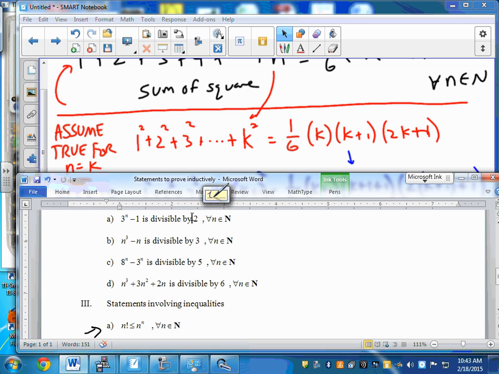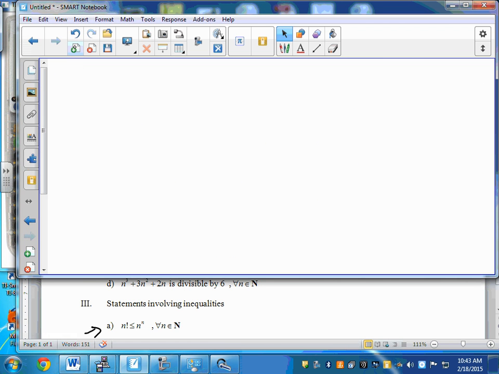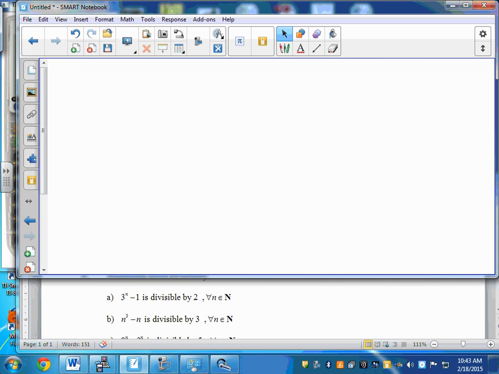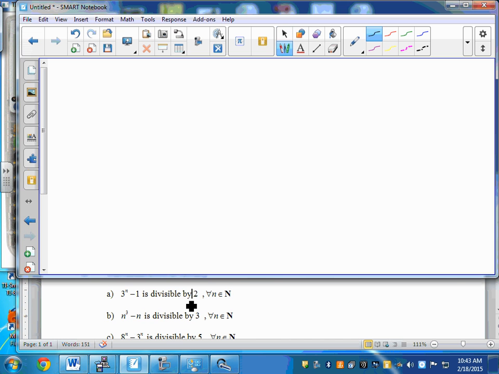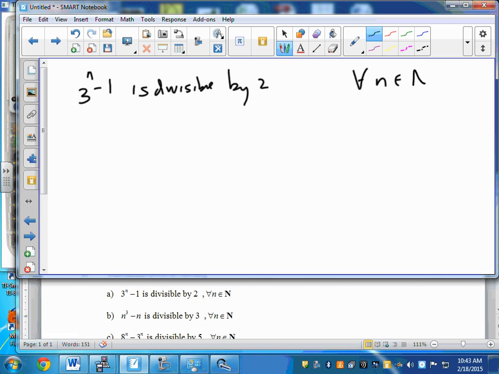Let's try the second step for a divisibility proof. Let's suppose we were going to show this first one, 3 to the n minus 1 is divisible by 2. And the claim here, this is for all natural numbers. Now we've already done the base case. We showed that it was divisible when n is equal to 1. But now here's our assume case. We're going to assume true for n is equal to k.